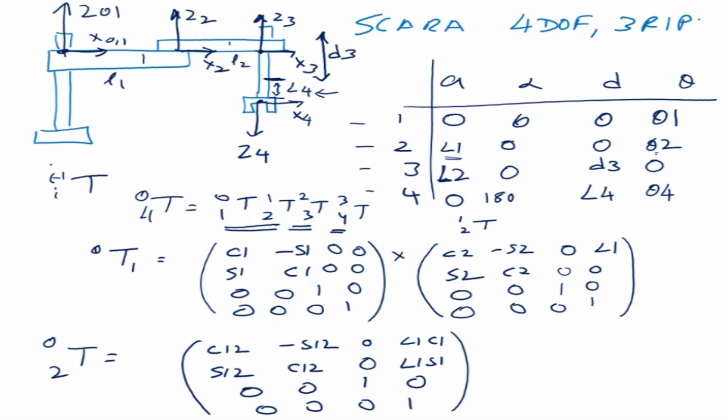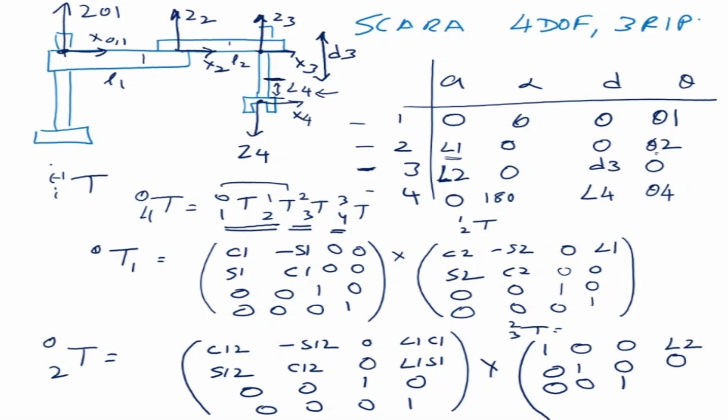Now to this T0 to 2, I multiply T2 to 3, which I'm writing here together so you can multiply easily. So take the third row, put it in the generalized matrix, and what we get is that there is only a prismatic joint, so there cannot be any change in the angle. There is only change in the distance. This is equal to L2, 0, 1, 0, 0, 0, 0, 1, D3, and 0, 0, 0, 1. This indicates that this part here is an identity matrix, which means there is no change in the angle. So the only change is coming here and here.